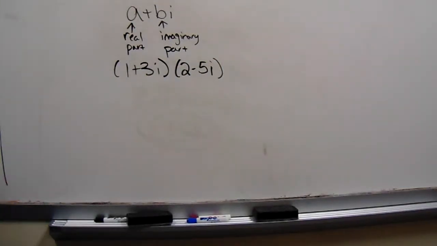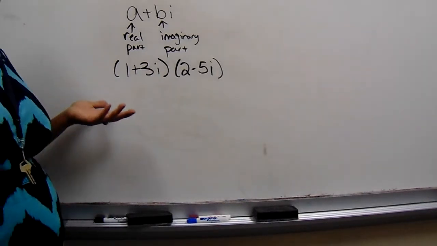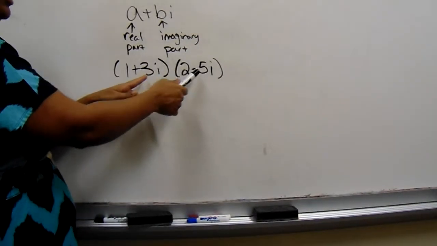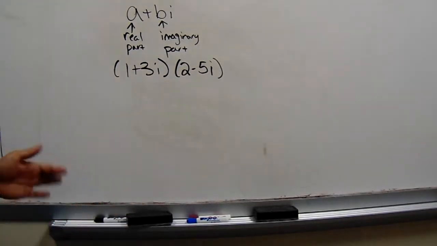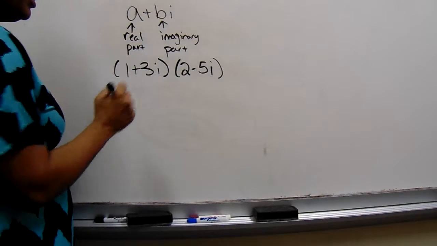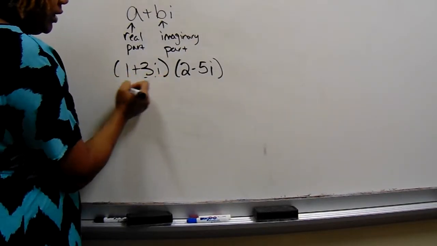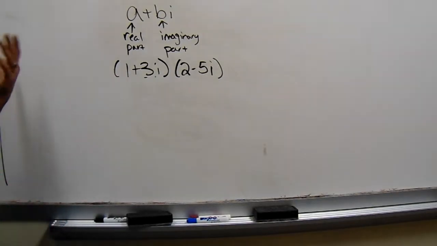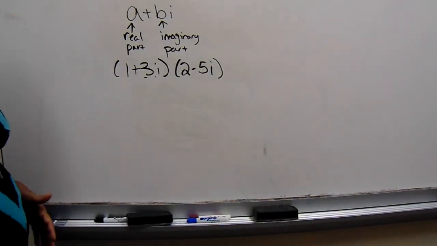Now, some people like to think of the FOIL method, which means you multiply the first two, the outside two, the inside two, and the last two. And some people don't like FOIL at all. So if you don't like FOIL, then basically you're going to take everything in this parentheses and multiply by everything in this parentheses. Either way you think of it, you're going to get the same result in the end.